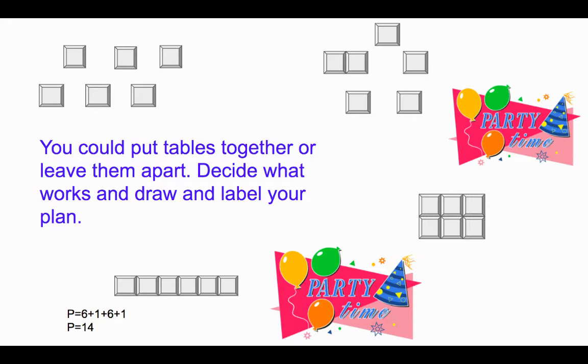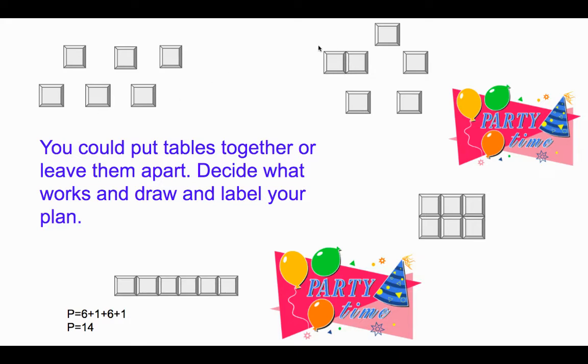So 3rd graders, if you used all 6 tables and you left them separated like this, you would have 4 around each table and you would have 24 seats. That's too many. You would have some empty seats. If you only used 5, that would be 20 seats. You still would have empty seats. But if you only used 4, 4 times 4 is 16, not enough seats. So what can you do, 3rd graders?